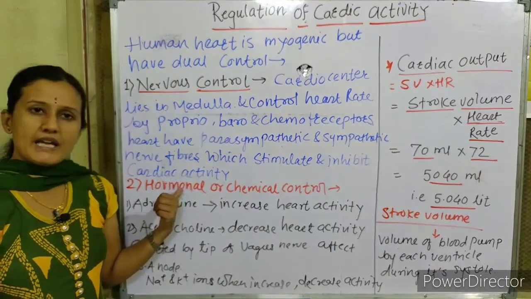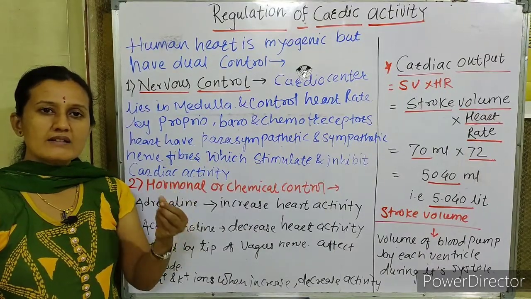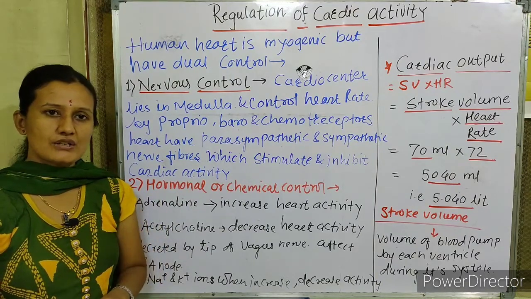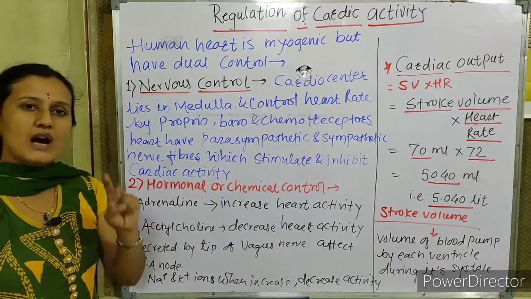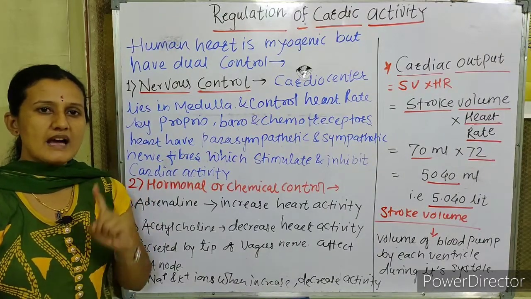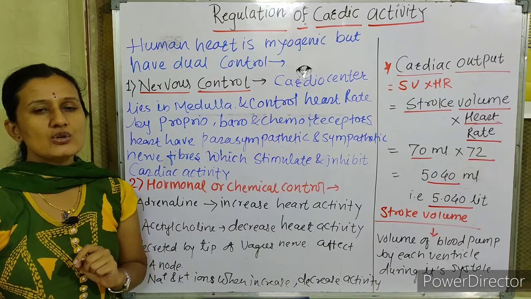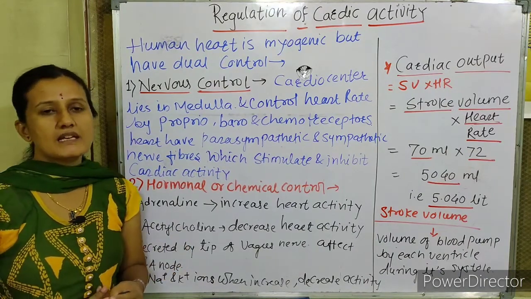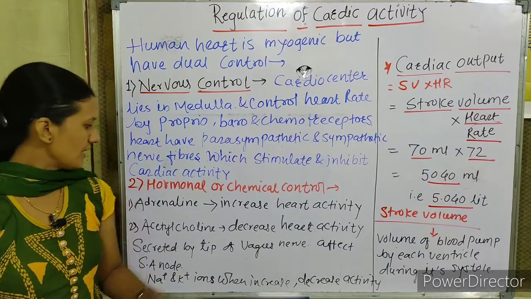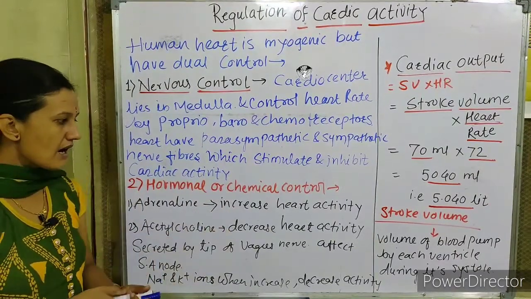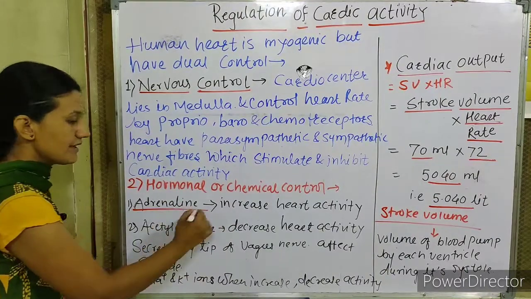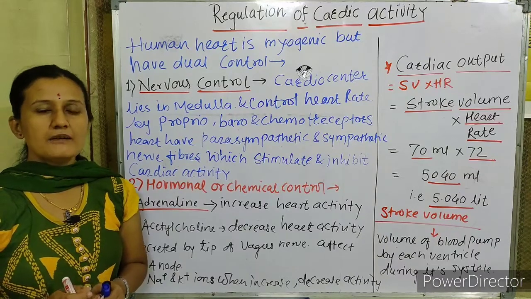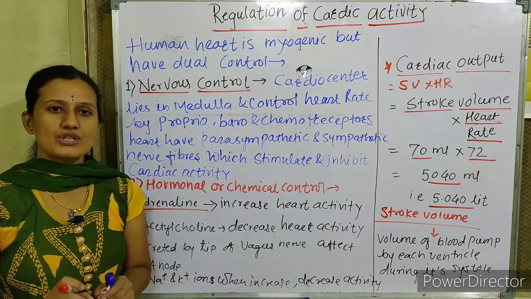Again, the tip of the vagus nerve, which has parasympathetic and sympathetic connections, secretes two hormones that maintain cardiac activity: adrenaline, also called epinephrine, and acetylcholine. Adrenaline increases the heart activity. It increases the heart rate because it acts as a main vasoconstrictor of the body. It maintains the glycogen and glucose concentration of the body.